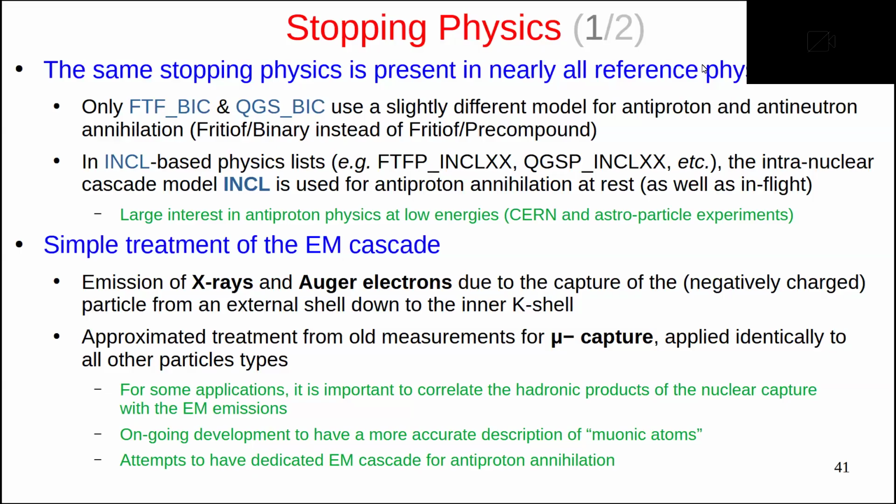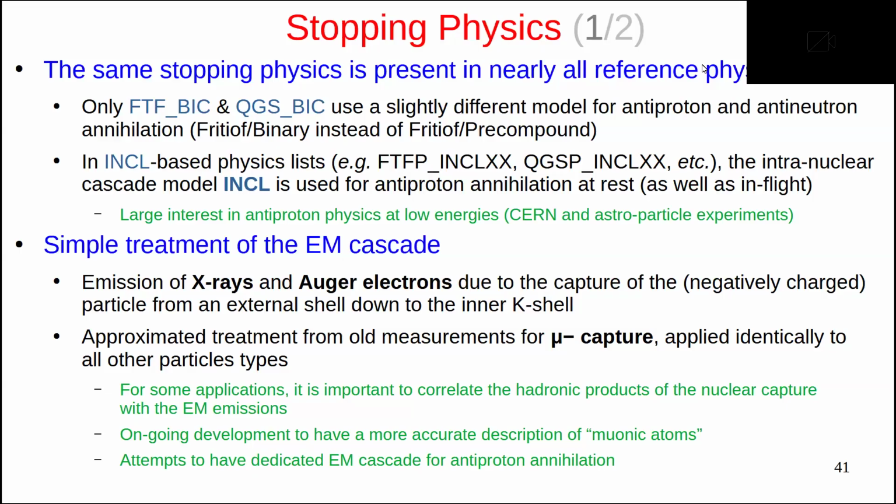Moreover, in the case of the INCL physics lists, for instance FTFP_INCLXX or QGSP_INCLXX, which are physics lists based on the INCL intranuclear cascade model, INCL is used for the antiproton annihilation at rest. And this was triggered by an interest request from the antiproton physics at low energy, which is happening here at CERN.